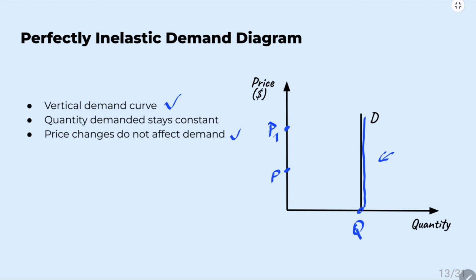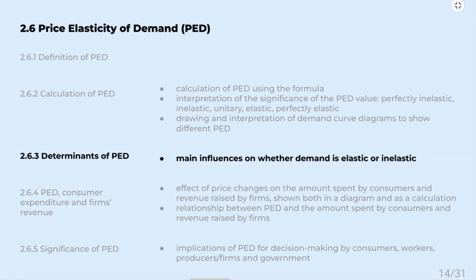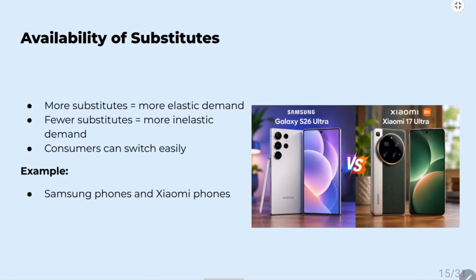For example, imagine a hospital needs emergency injections for patients. Even if the price rises from $50 to $100 per injection, the hospital still needs the same number of injections to treat patients. Since quantity demanded doesn't change at all when price changes, demand is perfectly inelastic and price elasticity of demand equals 0. Now we will look at the main factors that influence whether demand is elastic or inelastic.